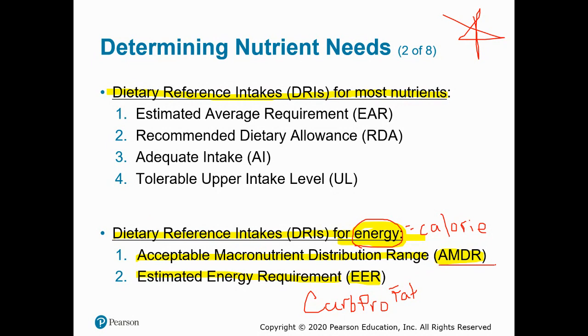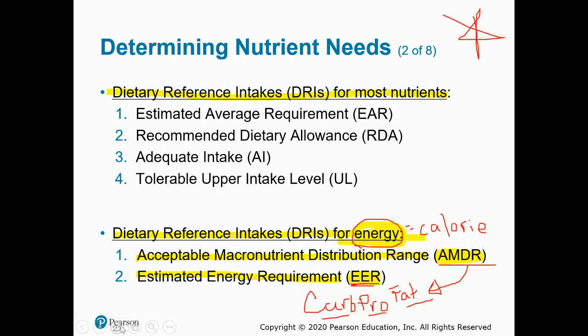So AMDR will only ever apply to carbohydrate, protein, and fat. EER, similarly, will also only be used in reference to carbohydrate, protein, and fat. EER we'll see is actually specific only to calorie. AMDR is talking basically calories from carbohydrate, protein, and fat. So you can kind of categorize those two away. Simple. AMDR, EER, we're talking about calories. We're talking about the macronutrients.